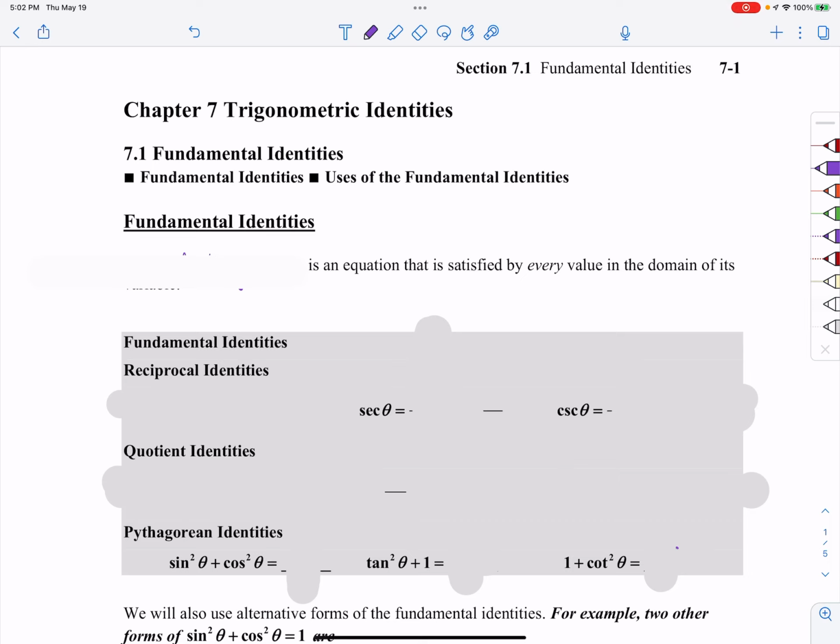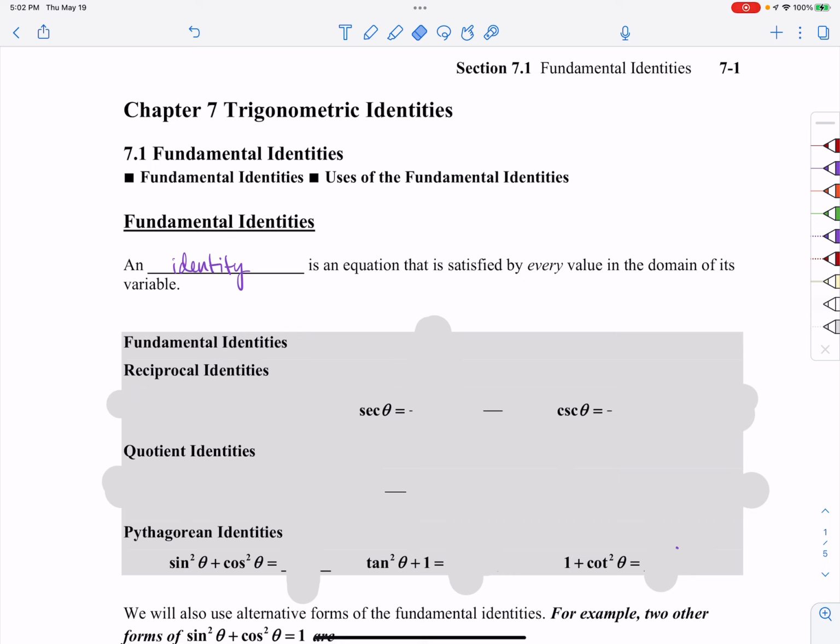An identity is simply an equation that's going to be satisfied by every single value in the domain. It doesn't matter what you decide to plug in, in this case we're going to be using thetas. It doesn't matter what you plug in for theta, it's always going to be true no matter what you plug in. So that's what an identity is. It's simply a statement that's always true. You can bank on it. You can count on it. It's always going to be a true statement.